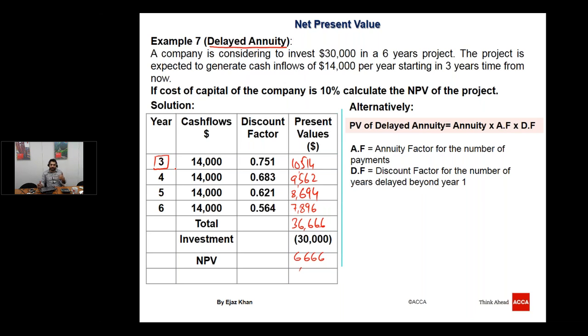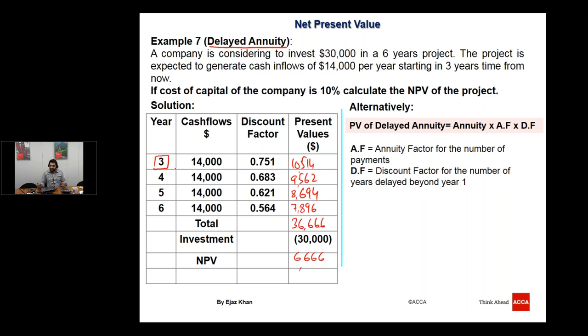So we discussed one ordinary annuity that is starting from year 1. We discussed another one which was starting from point 0, that is an advanced annuity, and now we are discussing a project which is starting beyond year 1, that is from year 2, 3 years onwards. This is called a delayed annuity.